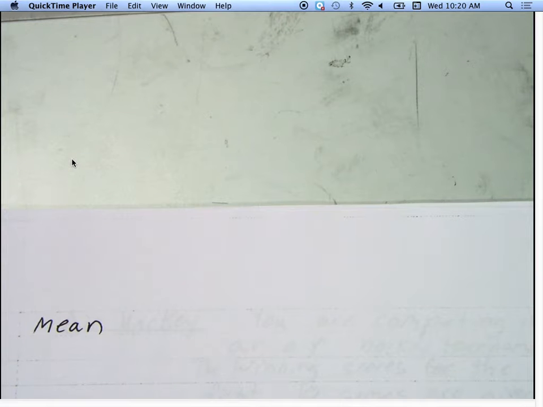And we are going to look at some things called quartiles and standard deviation. So we are going to start with looking at some definitions. So let's talk first about the definition of mean.